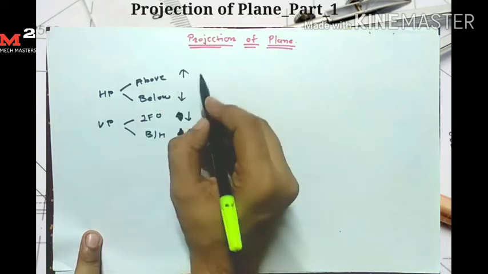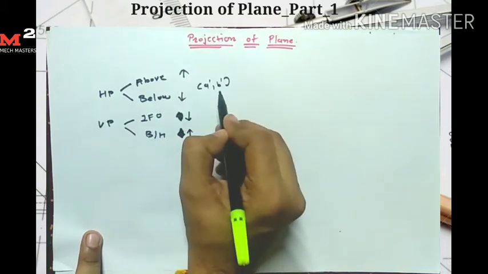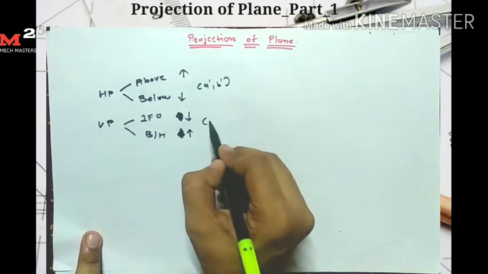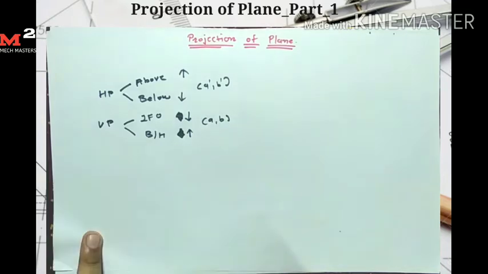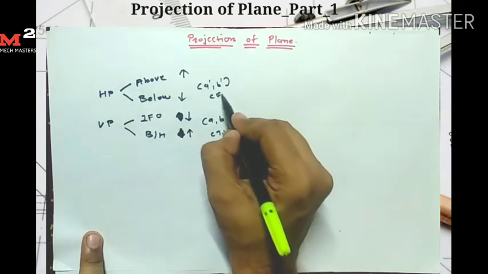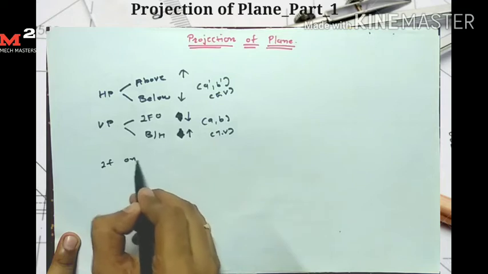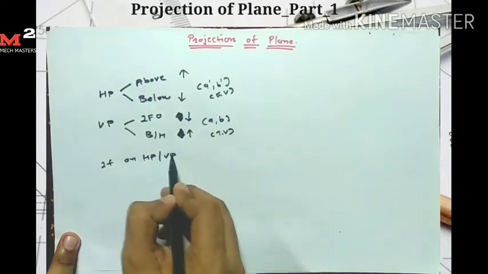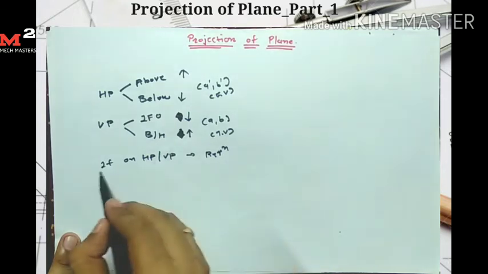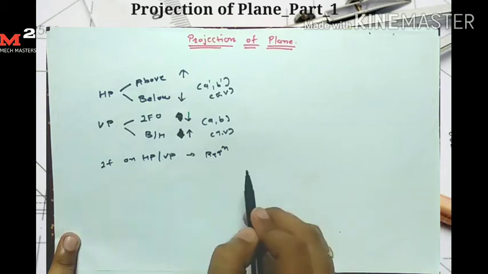For the HP, we note the point as A dash, B dash, because this indicates the front view of the point. For the vertical plane condition, we note it as A, B, simple small alphabet, because it represents the top view. Another condition: if the point is on HP or VP, then we represent the point on the reference line. So remember this condition.